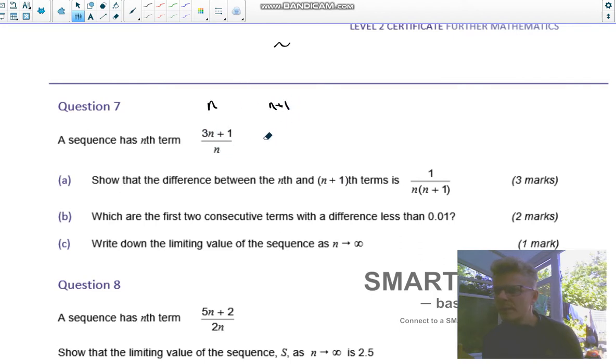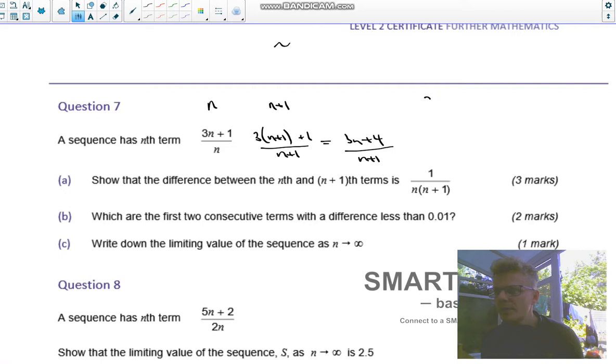The n plus 1th term would be 3 lots of n plus 1, plus 1, over n plus 1. Okay, so let's simplify that. So that equals 3n, 3 from the bracket, add 1 plus 4, over n plus 1. So what's the difference between the nth and the n plus 1 terms? I'll say at the start, depending on which way around you take them, you can end up with a positive or negative version of this. Given it says difference, it's just the magnitude of this number that matters, not the sign, because we don't know whether it's an increasing or decreasing sequence.